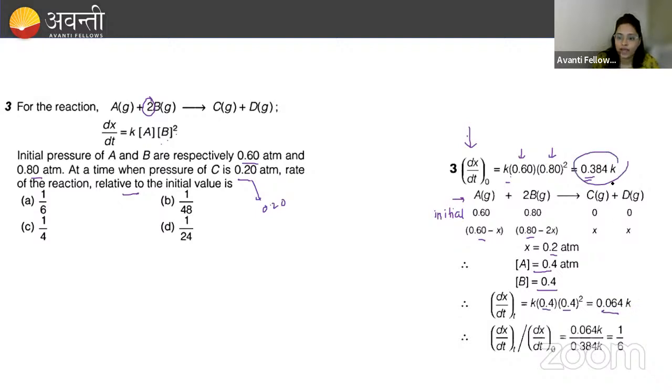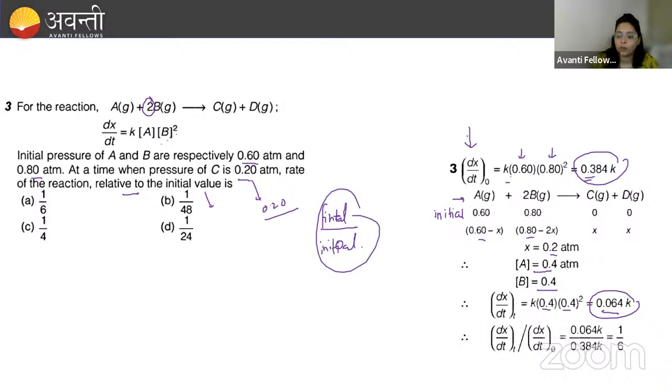So with respect to this value, how much is this? With respect to the initial value, that is what we have to calculate. Because here it is asked for the rate of reaction relative to the initial value. So when 0.20 atm pressure is given, what will be the rate at that time, and how much relative to its initial value? We have to take the final rate divided by the initial rate, and find their ratio.